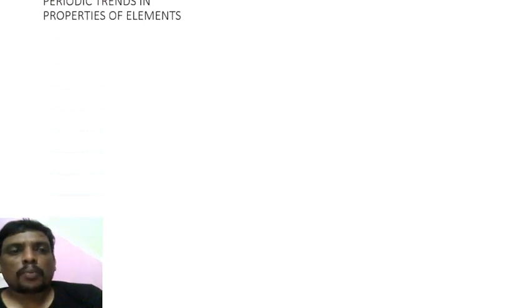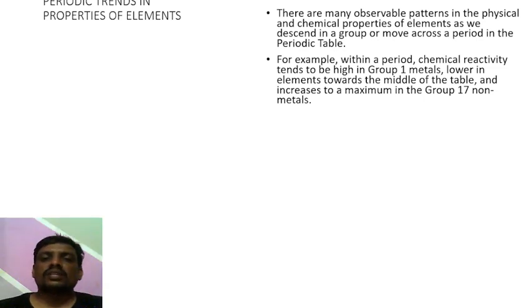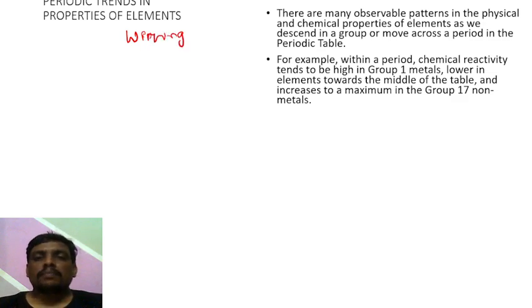Finally, trends in properties of elements. There are many observable patterns in the physical and chemical properties of elements in a group or as we move across a period in the periodic table. For example, within a group or a period, chemical reactivity tends to be high in group 1 metals, lower in elements towards the middle of the table, and increasing to a maximum in group 17 non-metals.